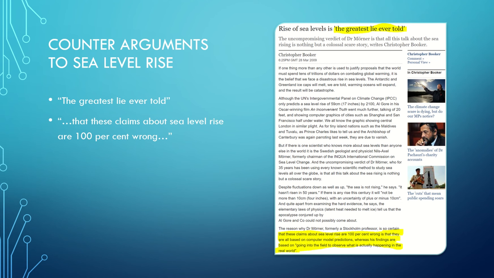So next, I kind of want to talk about this article I found across the web. This was the first article that came up when I typed in counter arguments for sea level rise. So just by looking at the title, we can see the rise of sea level is the greatest lie ever told. This caught my attention because when people want to learn about sea level rise, they don't normally go to something like the greatest truth or the greatest lie.